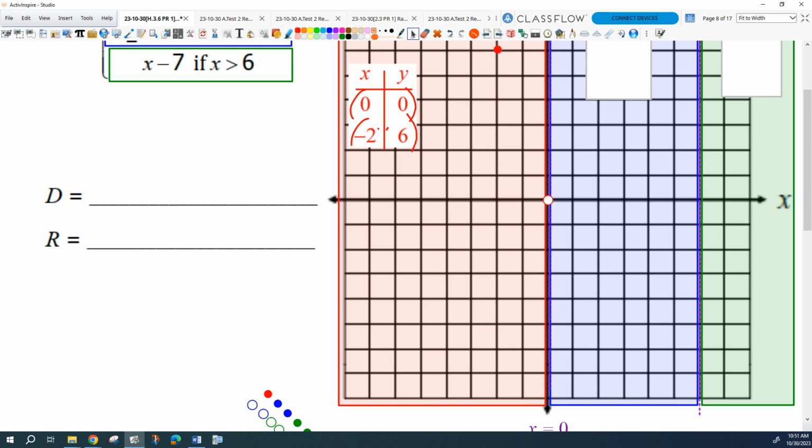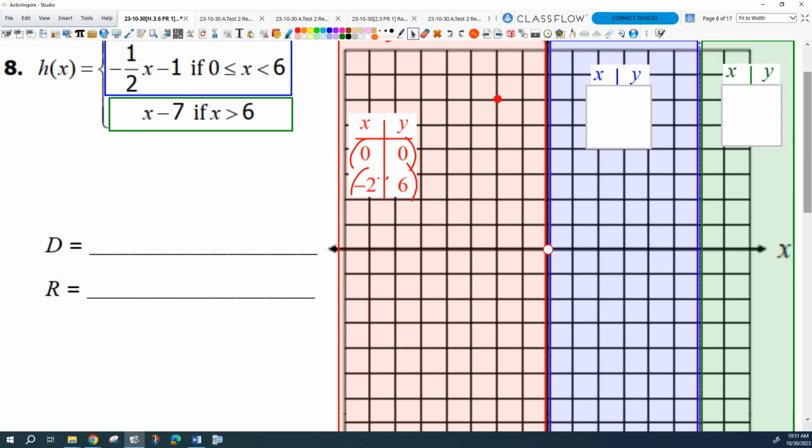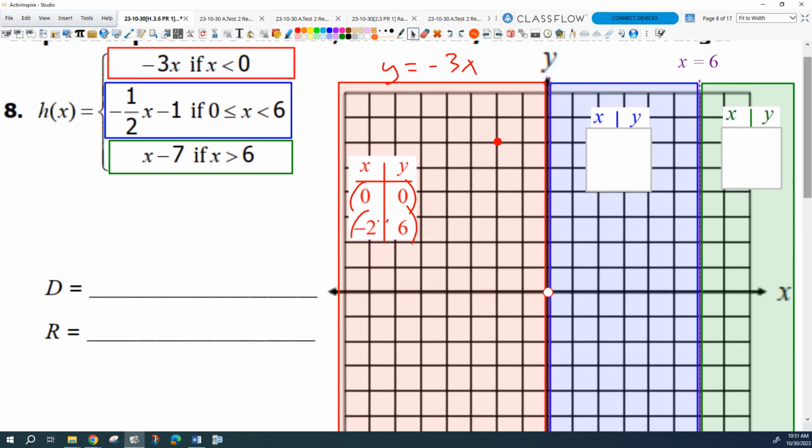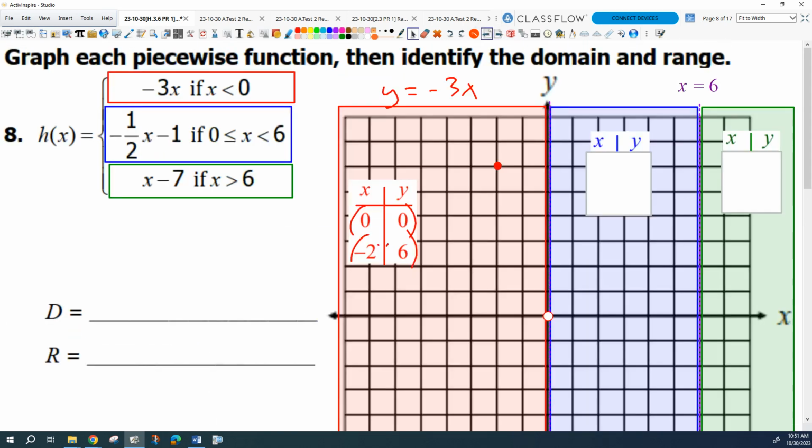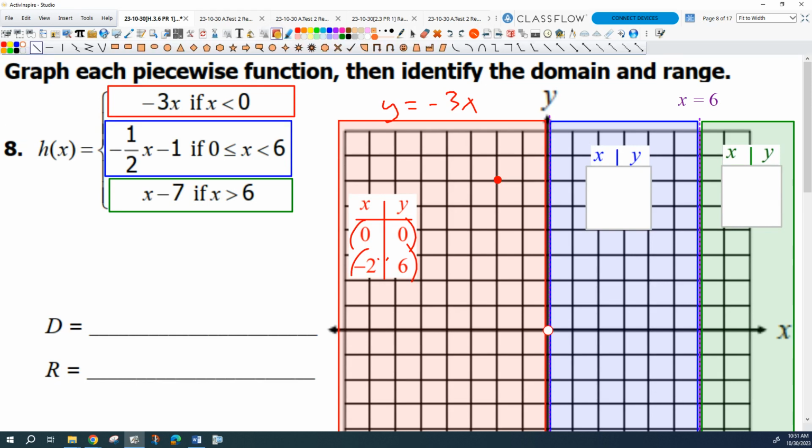Okay. And I could just graph this guy. Let me see if I go to the next page. Oh, never mind. I can't do that. Okay. So there's my red piece.